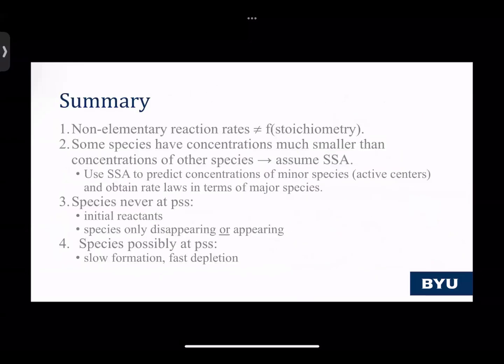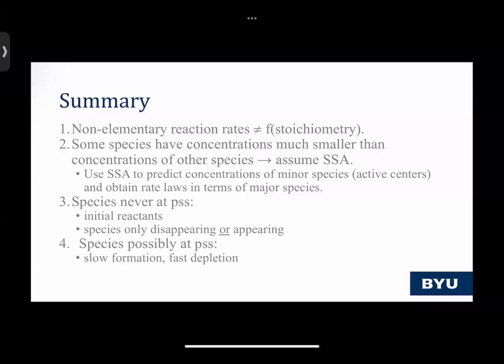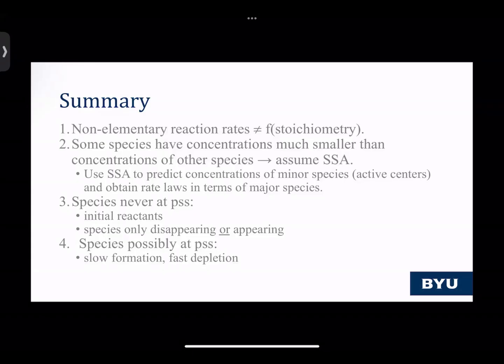So the summary here is that non-elementary reaction rates are not a function of stoichiometry. We've been assuming that all along just to simplify the problems for you in this class, but generally speaking, most reaction rates you're going to see are not elementary. Some species have concentrations much smaller than the concentration of other species. So you can assume the pseudo steady state approximation, and then you can use it to predict concentrations of the minor species and obtain rate laws in terms of the major species.